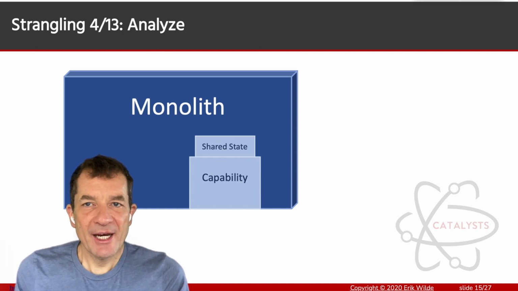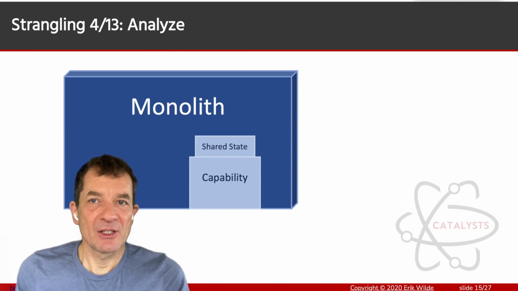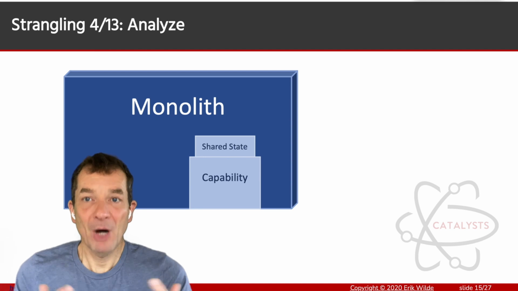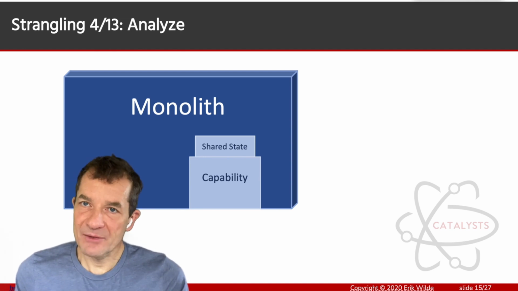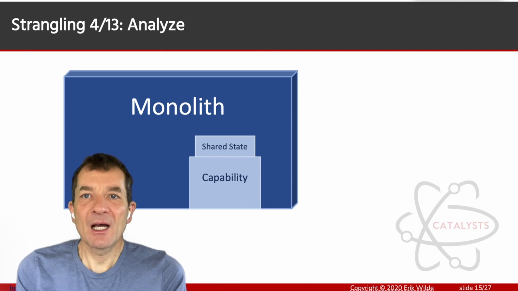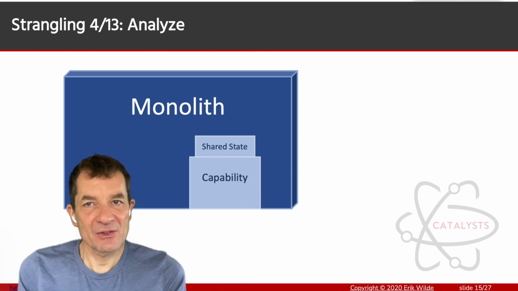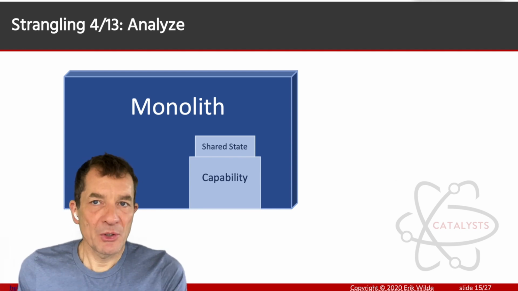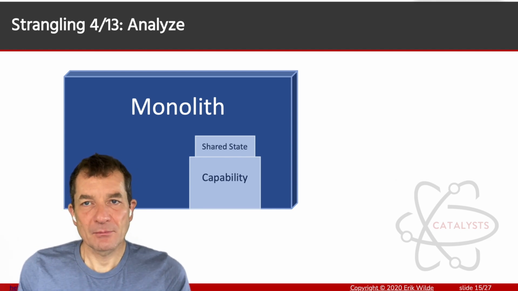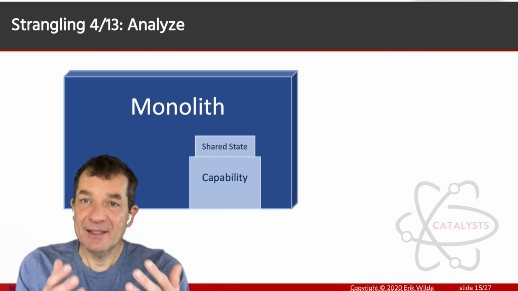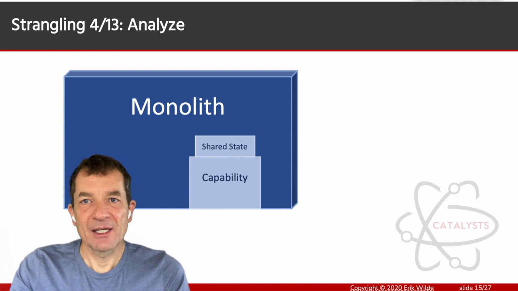It will share state with other capabilities through these shared databases. This is the part that makes it so hard to modernize monoliths, that there's a lot of implicit coupling in there. But it's important to analyze what this looks like, because otherwise you will never be able to safely migrate those components out of your monolith. This is an important step, and it's important that you identify this shared state that you have in there.